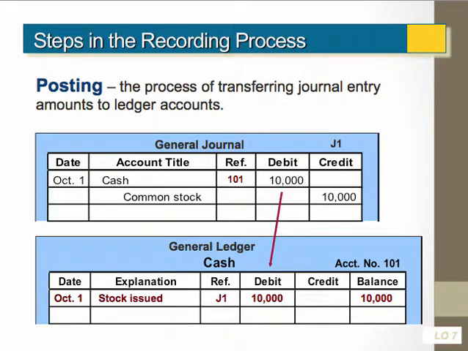What we take is the entry from the general journal and we post the individual line items into the individual ledger accounts in the general ledger. So looking at the first transaction that occurred in our example on October 1st, we will take the $10,000 debit entry of cash into the cash ledger account and show that on October 1st the stock was issued for $10,000.